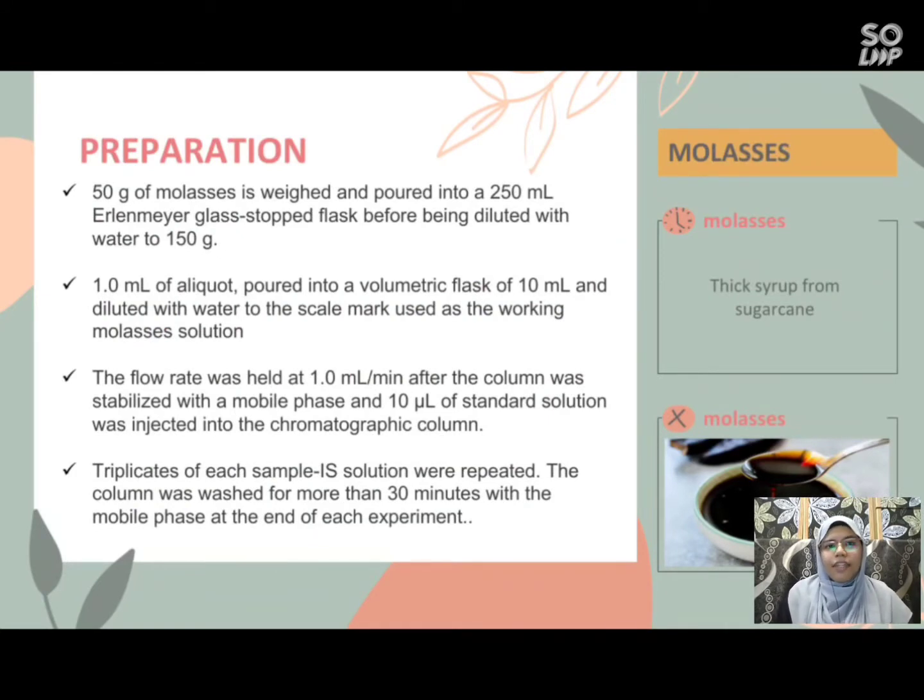For the preparation, 50 grams of molasses is weighed and poured into a 250 ml aluminium glass top flask before being diluted with 150 grams of water. Then 1 milliliter of the liquid is poured into a 10 ml volumetric flask and diluted with water to the scale mark, as the working molasses solution. The flow rate was held at 1 milliliter per minute after the column was stabilized with a mobile phase, and 10 microliter of standard solution was injected into the chromatographic column. Lastly, triplicates of each sample solution were run. The column was washed for more than 30 minutes with the mobile phase at the end of each experiment.